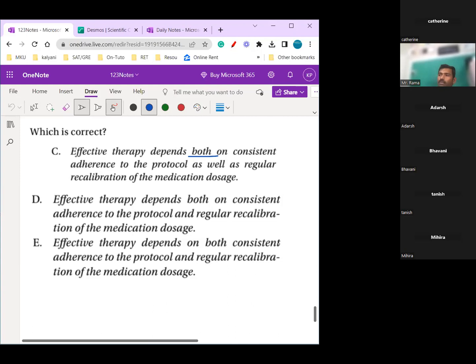So in that case, sentence E is the best answer because it's both idiomatic and parallel. This is the best answer out of all three of them. Okay, good work. All right, see next one.